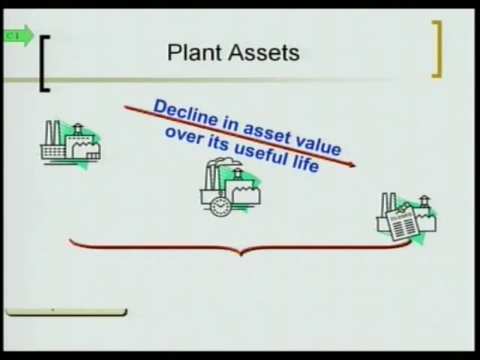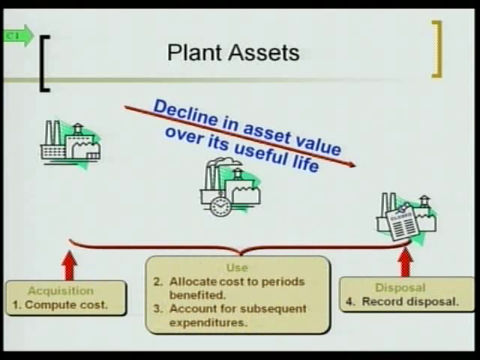Now, just like people are born, and then they have all sorts of events in their life, and then they eventually die, well, plant assets are the same. We're going to account for when we acquire them, which is analogous to when they are born. So we're going to compute the cost of when we acquire them. And then there are things that happen while we have the asset, such as allocating the expense to the periods benefited. And what about subsequent expenditures? What happens if you get a partial repair on your car or something?